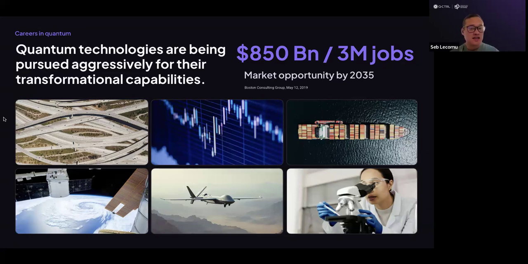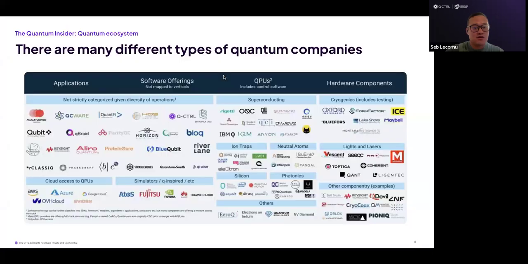So the quantum opportunity, let's call it, is somewhat limitless, which is why we're seeing so much investment in the industry, in academia, in R&D, around the world. And that naturally means that there's a huge variety of opportunities out there for a career in quantum.